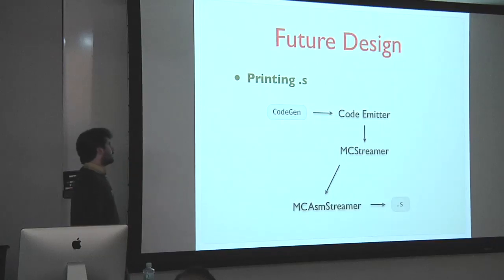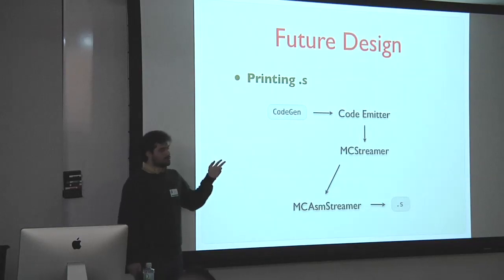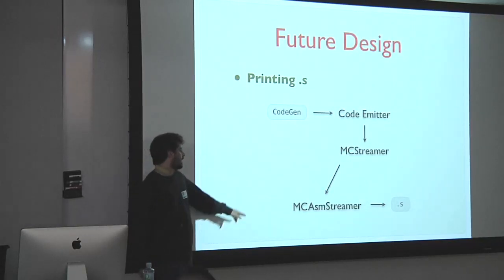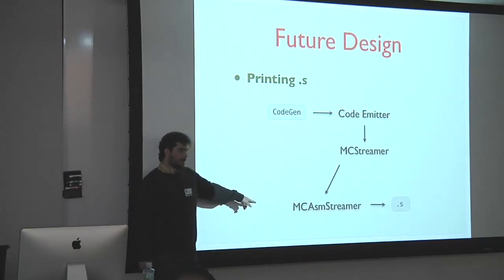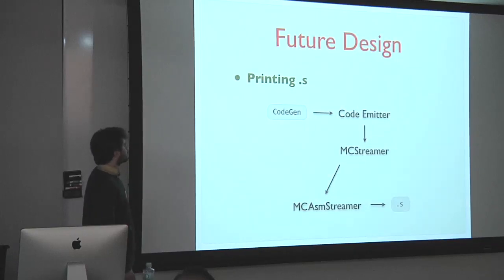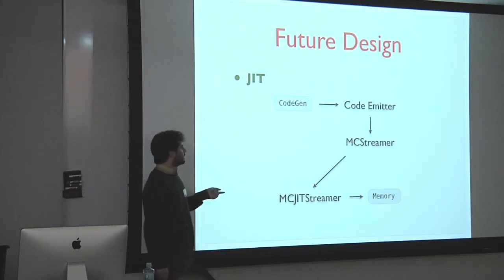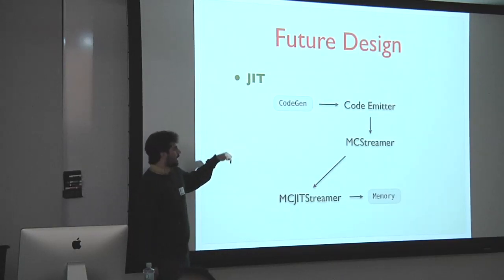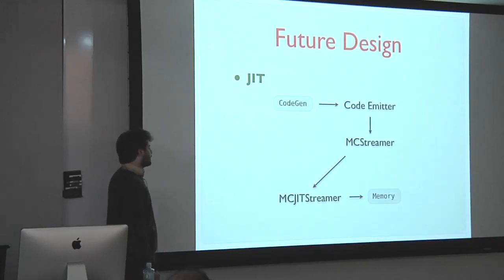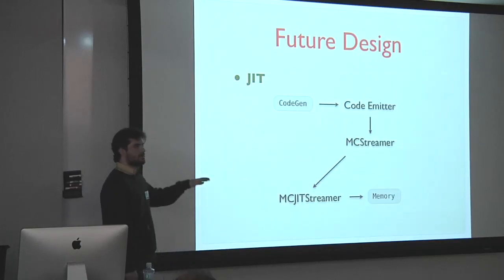So the future design we want is, for example, for printing .s, we want the codegen to call the code emitter. The code emitter just calls the MCWriter, and since we have an implementation for outputting .s again, like MCWriter, it will be done. For JIT, the same thing. They will eventually share the same code emitter. So the calling MCWriter will build the same code, and once the streamer is implemented, you'll just dump the bits to memory.